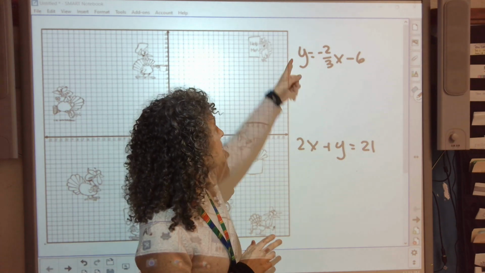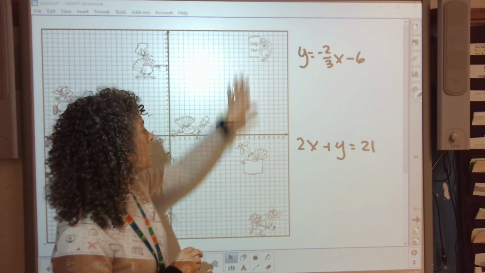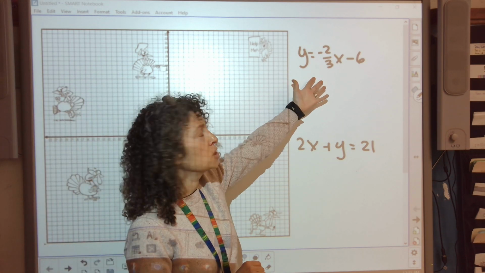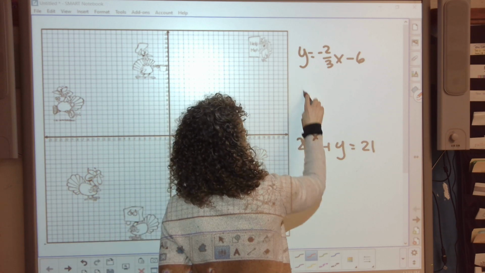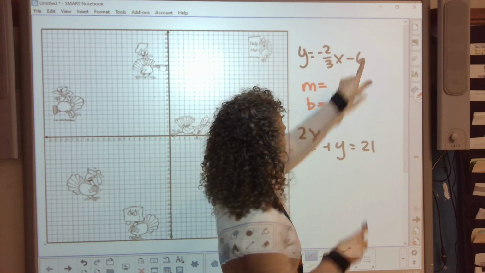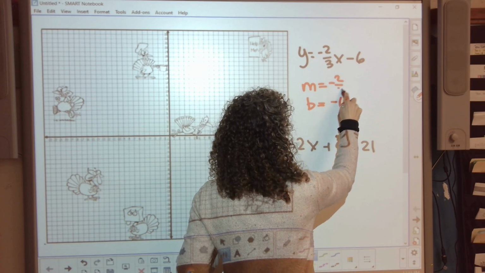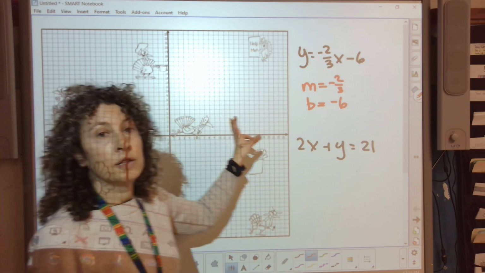All right, so we're going to graph these two equations and we're going to see where they meet on this worksheet. They should meet at one of our turkeys here. This one is in slope-intercept form, which works out really nicely. So I'm going to take a look at my slope and my y-intercept. My y-intercept here is -6 and my slope is -2/3. So I'm going to graph this line on this coordinate plane.